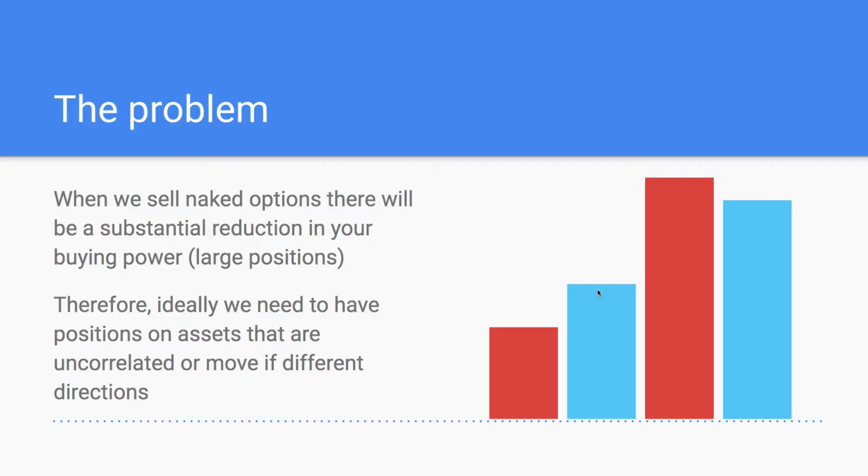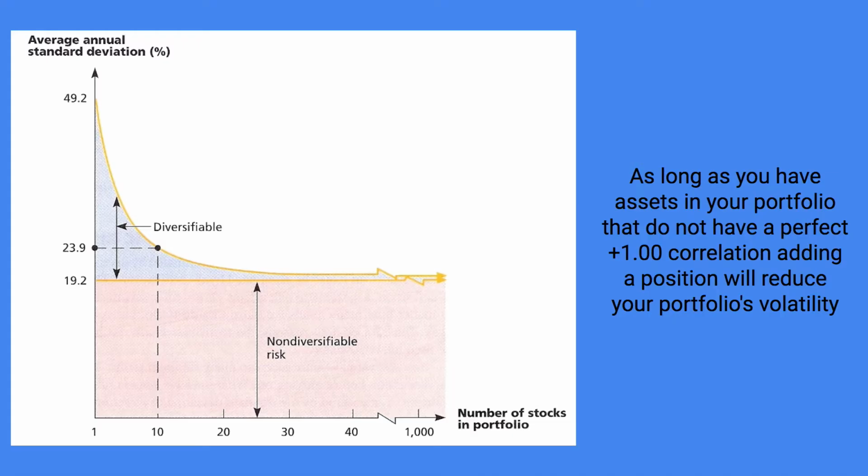The problem is that when we sell naked options, there's a substantial reduction in your buying power, which means you're going to have large positions. Therefore, ideally, we need to have positions on assets that are uncorrelated, which is a fancy word for they move in different directions. Again, when we sell naked options, we're going to have very large positions compared to a passive investor who just invests in the S&P 500. So it is very important to have uncorrelated assets, which I'm going to describe.